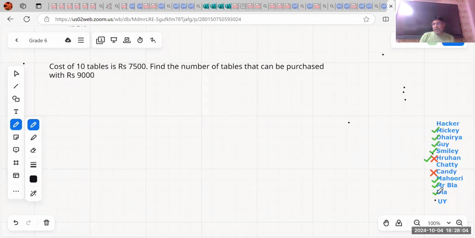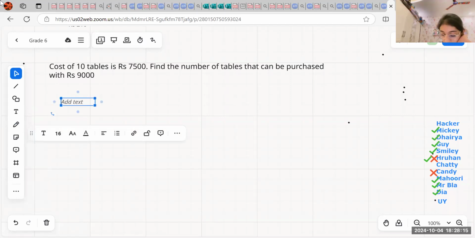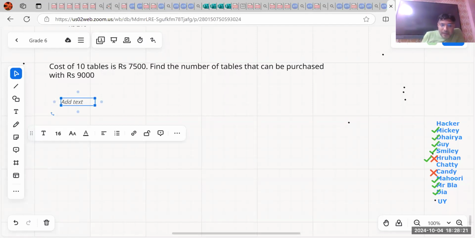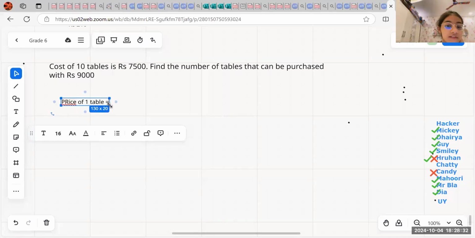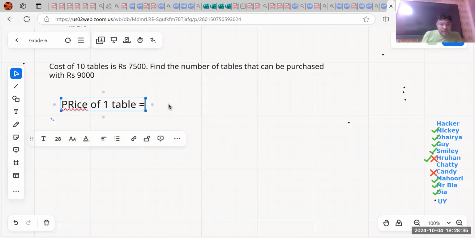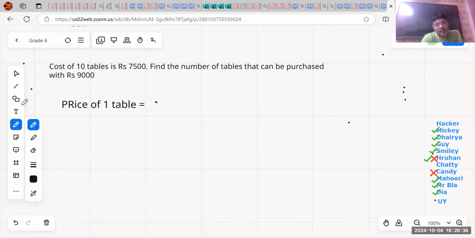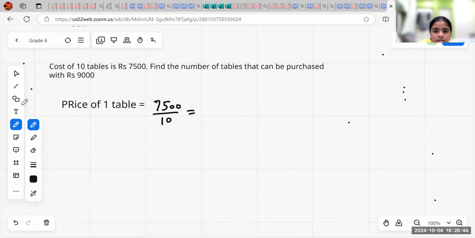So Candy, how did you do this question, beta? Please tell me. Sir, I did 10 multiplied by 9,000 upon 7,500. Why 10 multiplied by 9,000? Pehle aap one table ki cost nahi nikaloge? Yes, sir. So how will you find the price of one table? 7,500 divided by 10, which is equal to rupees 750.